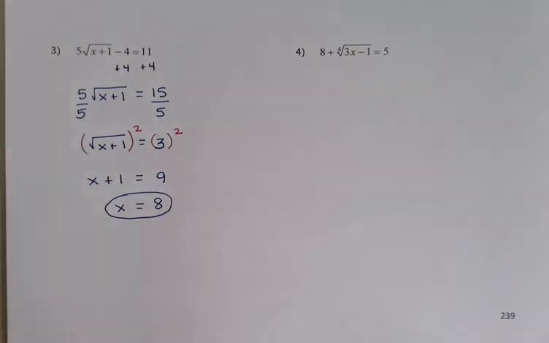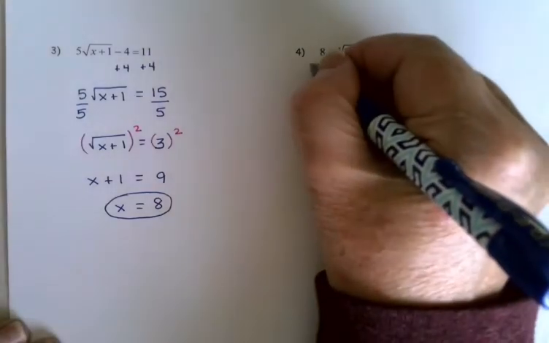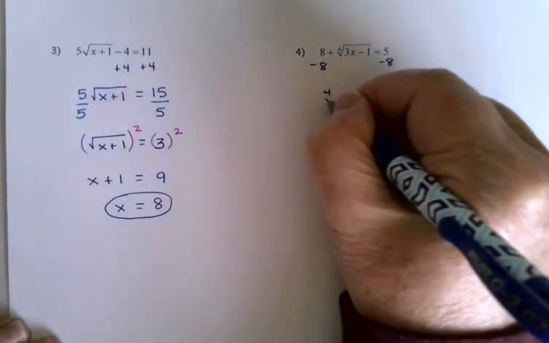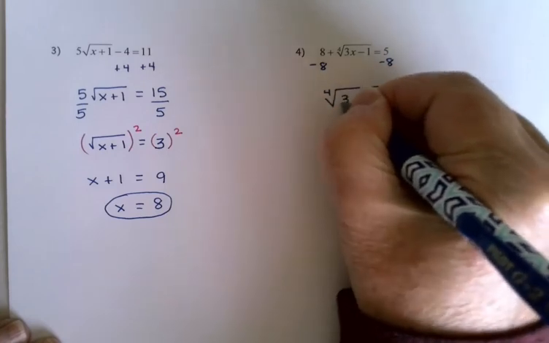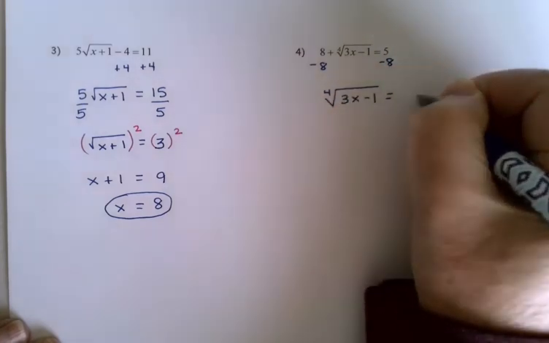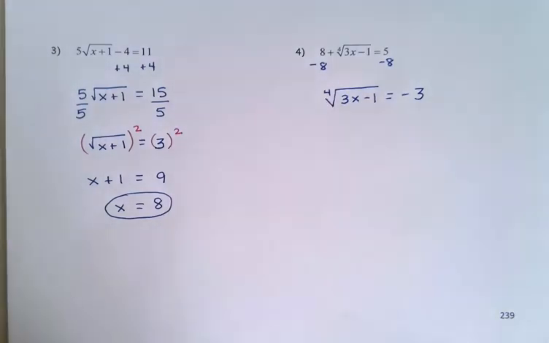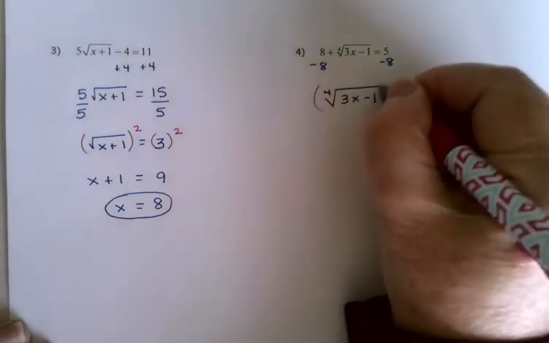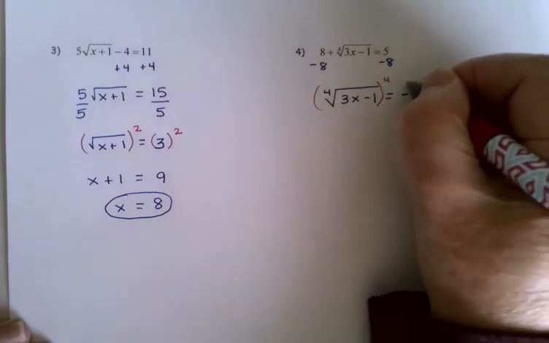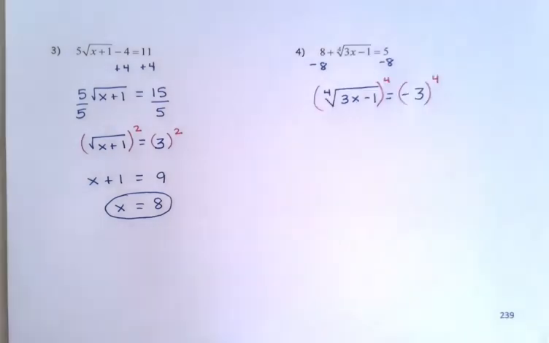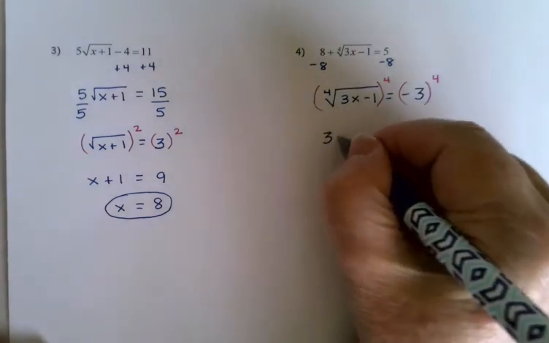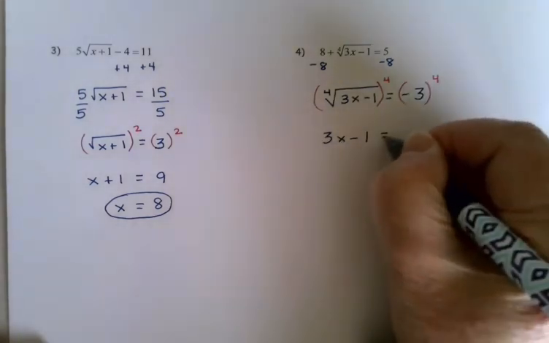All right, number 4. Once again, my radical's not isolated. I would need to subtract the 8 from both sides. So I have the 4th root of 3x minus 1 equals negative 3. And the inverse of the 4th root would be the 4th power. Let the inverses act on one another, leaving me just the 3x minus 1 on the left.